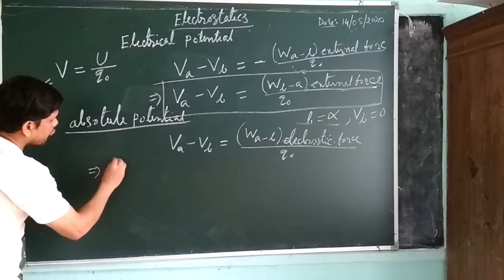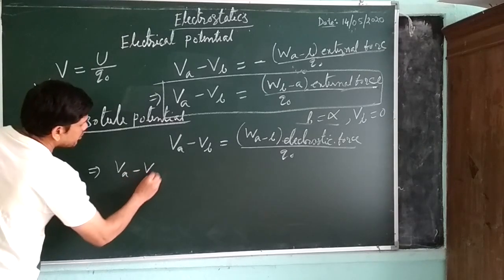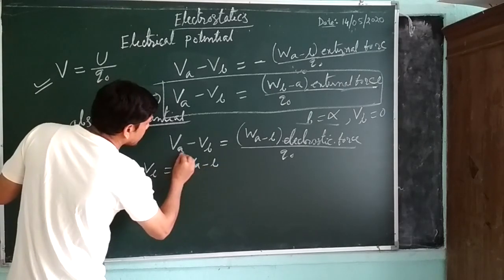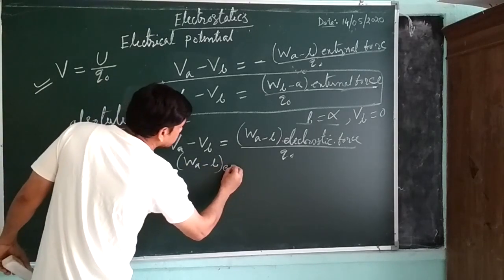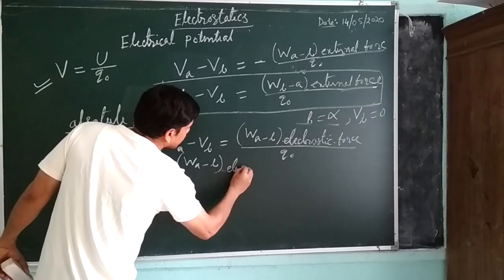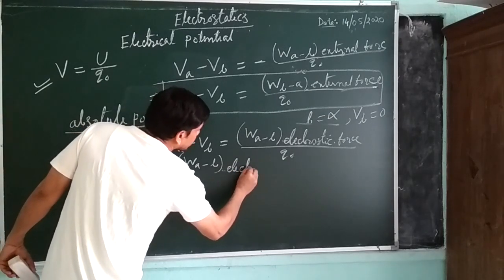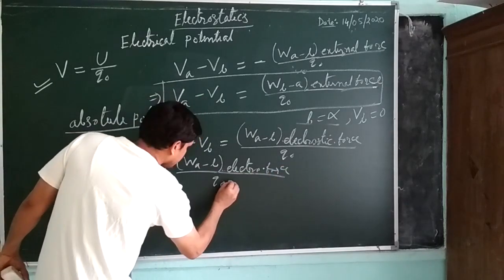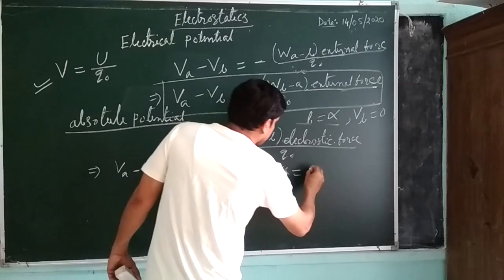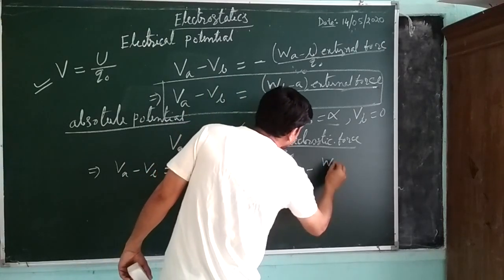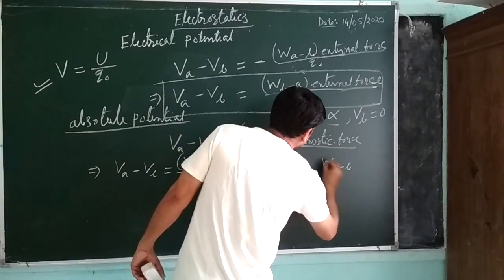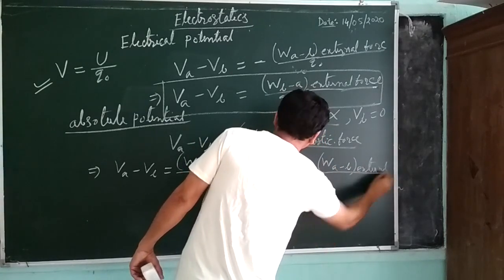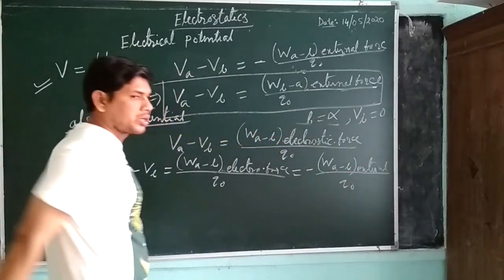Another: VA minus VB equals W from A to B due to the electrostatic force by Q naught, which equals minus W from A to B due to the external force by Q naught. This is a very important relation.